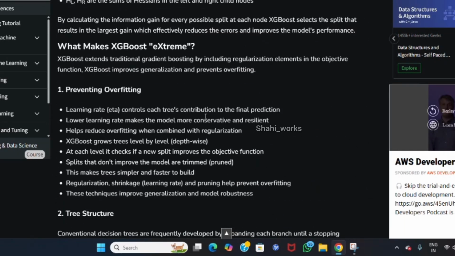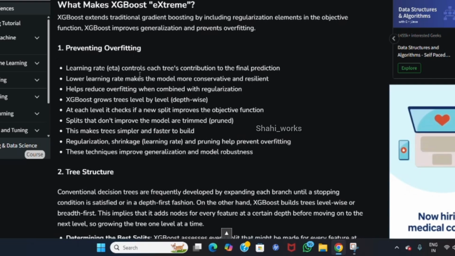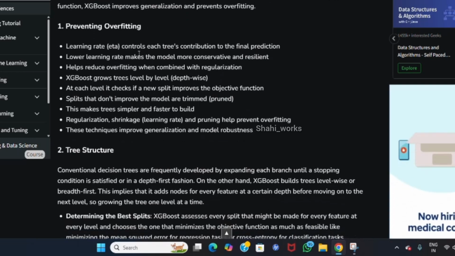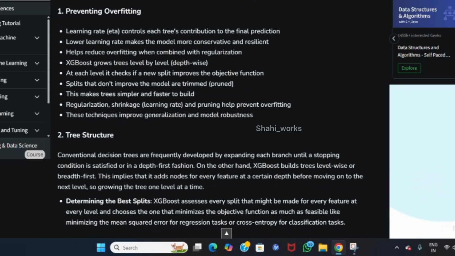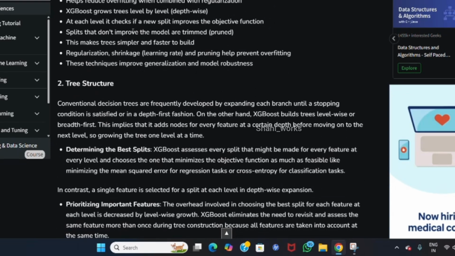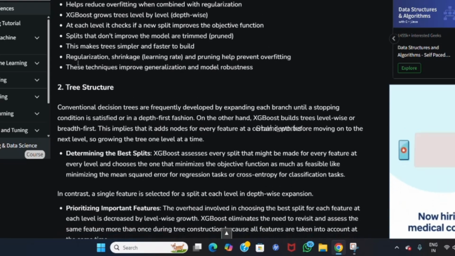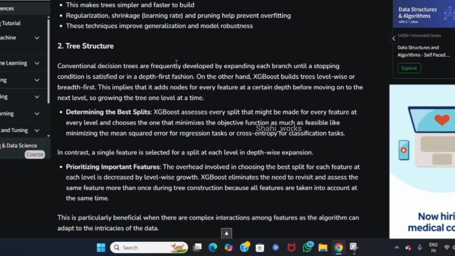Now let's move to what makes XGBoost extreme. Preventing overfitting: the learning rate controls each tree's contribution to the final prediction. Lowering the learning rate makes the model more resilient and conservative, which helps reduce overfitting. It also grows trees level by level and prunes splits that don't improve the model. This makes trees simpler and faster, and improves generalization.